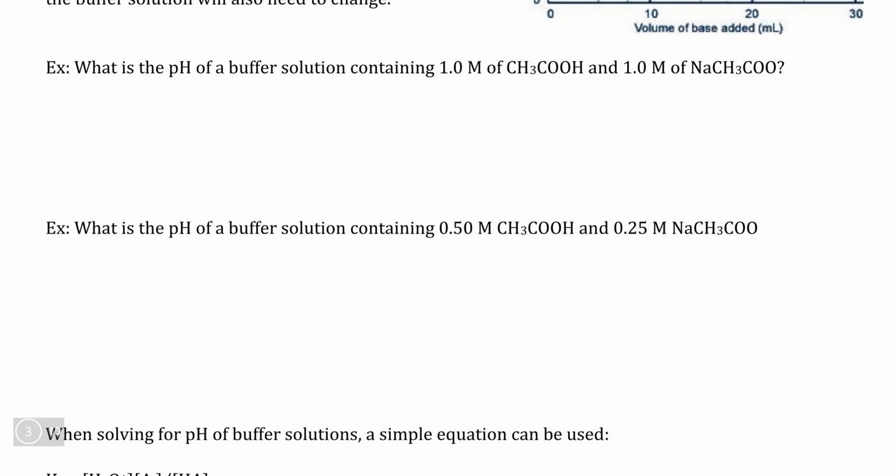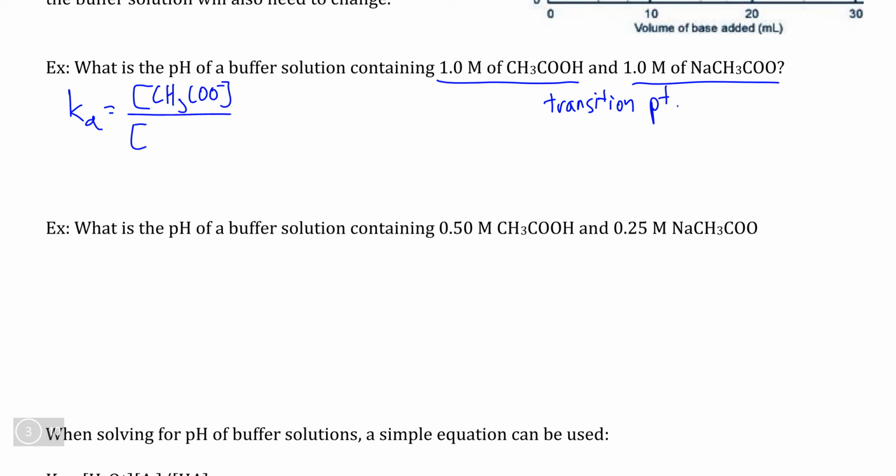So let's look at how we can calculate the pH of buffer solutions, starting with the simplest situation, buffers at the transition point. Because the transition point has an equal concentration of the acid and conjugate base forms, our Ka expression becomes much simpler than how it normally is. Because the concentration of our acid and conjugate base are equal, we can cancel them out, meaning that our Ka is simply equal to the concentration of H3O+.